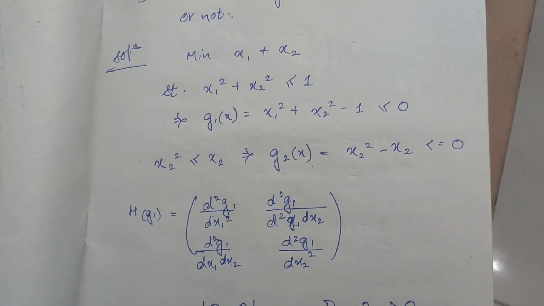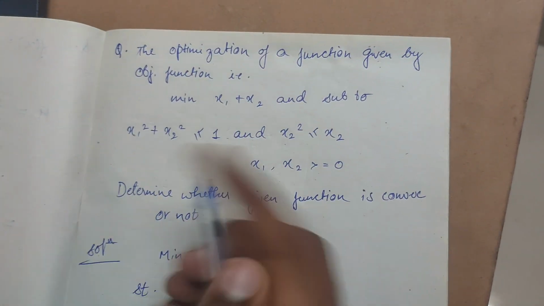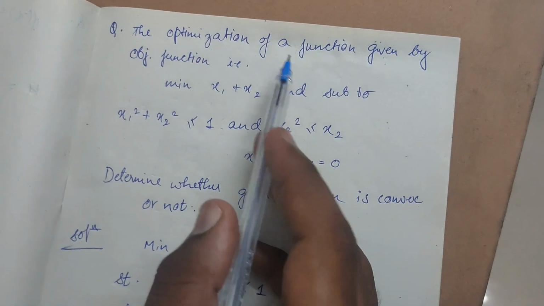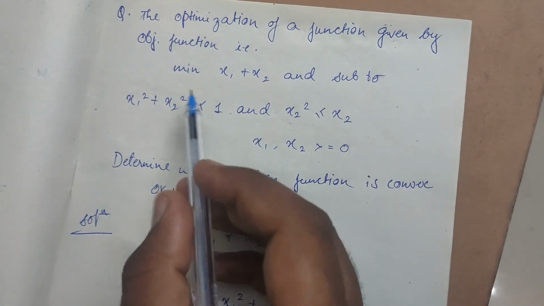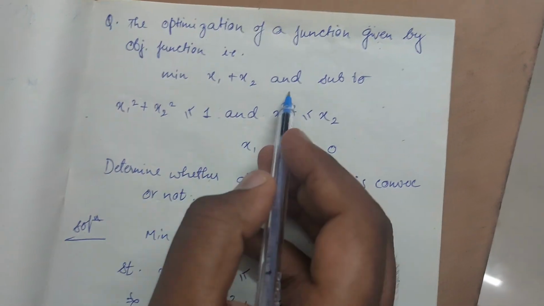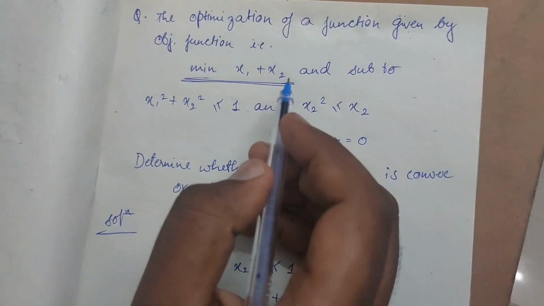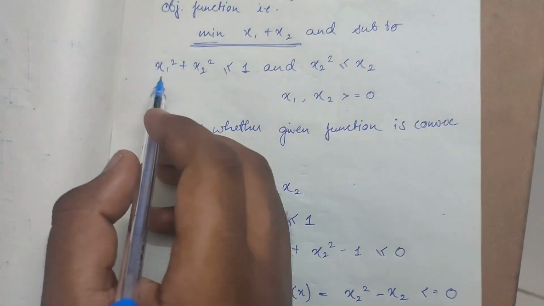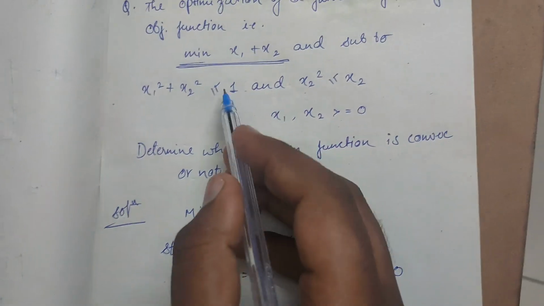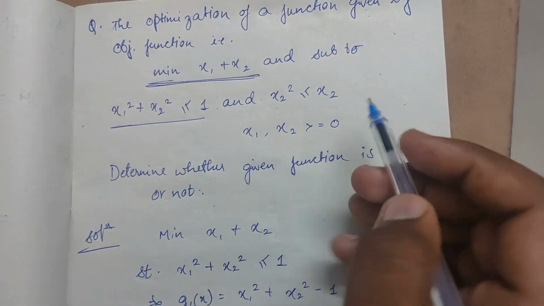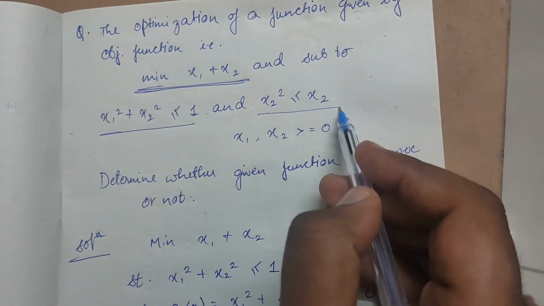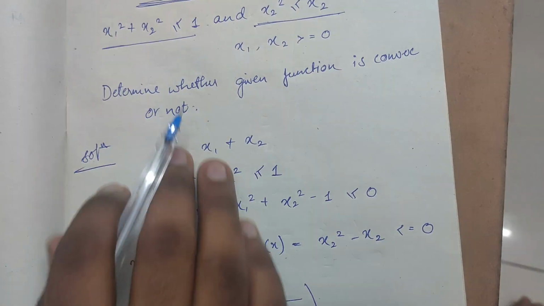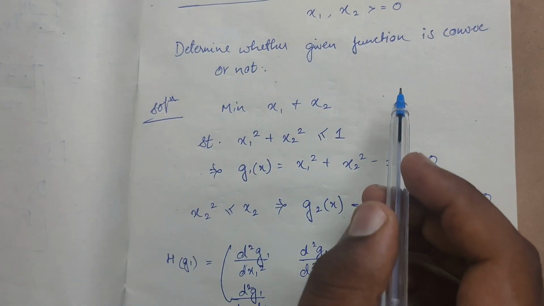And the last question, this was asked in our test 2. Here what they asked is the optimization of a function given by the objective function, that is minimize x1 plus x2. So this is the objective function, minimize x1 plus x2, subject to the constraints. The first constraint is x1 square plus x2 square less than or equal to 1, and the second constraint is x2 square less than or equal to x2, where x1 and x2 are greater than or equal to 0. So determine whether the given function is convex or not.